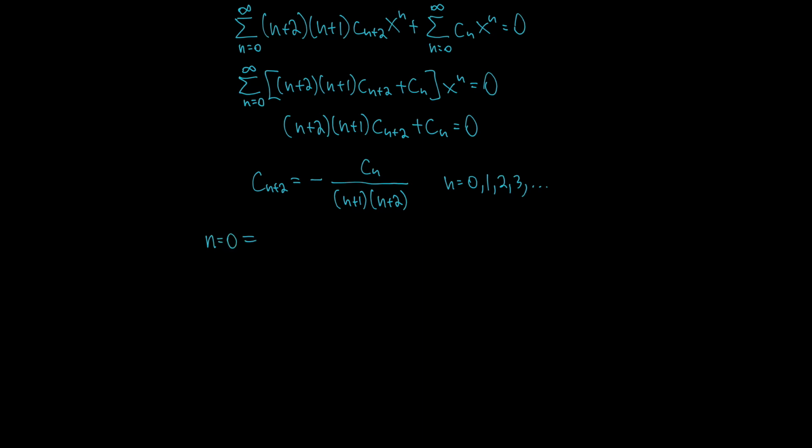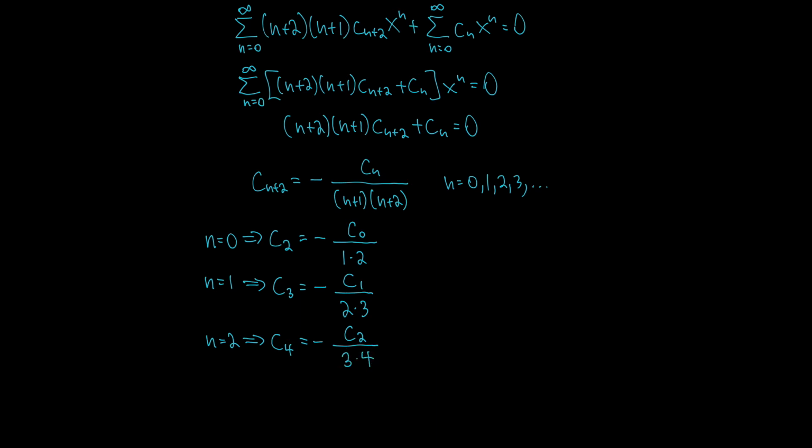We'll plug that in, and we'll see that that gives us c2 equal to negative c0 over 1 times 2. If we plug in n equals 1, then we get c3 equal to negative c1 over 2 times 3. If we plug in n equals 2, then we'll get c4 equal to negative c2 over 3 times 4.